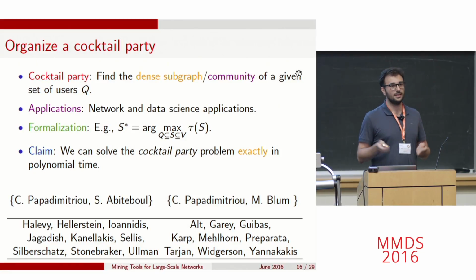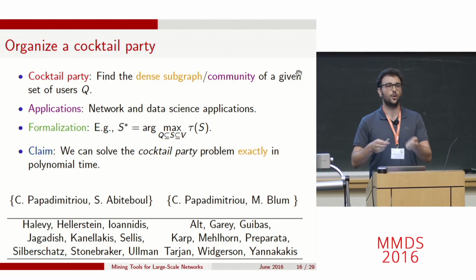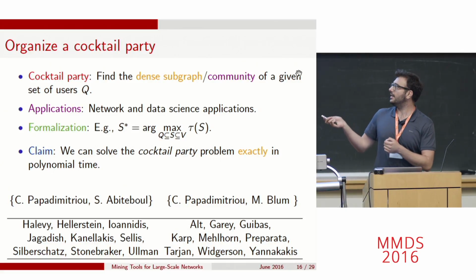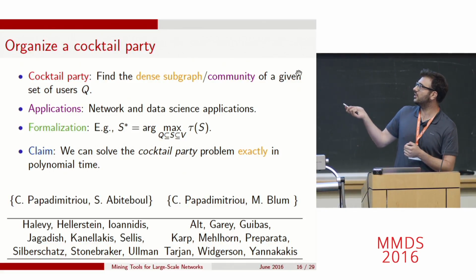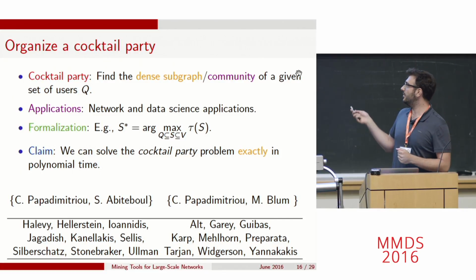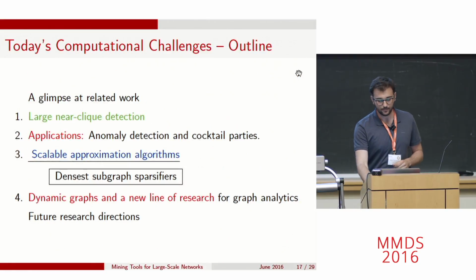And some indication of what we see on real data. If we take the DBLP dataset, Christos Papadimitriou is a prolific author in different kinds of communities, databases, theoretical computer science. Well, if you set Q to be Papadimitriou and Abiteboul from databases, you find database people. And similarly, if you set Christos and Manuel Blum, you find theorists. Okay?